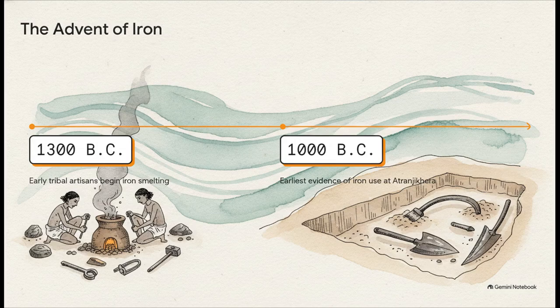Around 1300 BC, early tribal artisans began experimenting with iron smelting. But the real game changer sits right around 1000 BC. At an archaeological excavation site called Atranjakara, right on the banks of the Kali River, we find the earliest confirmed evidence of iron use. This transition into the Iron Age was absolutely crucial. It fundamentally transformed their agriculture, their tools, and paved the way for a massive expansion of their society.